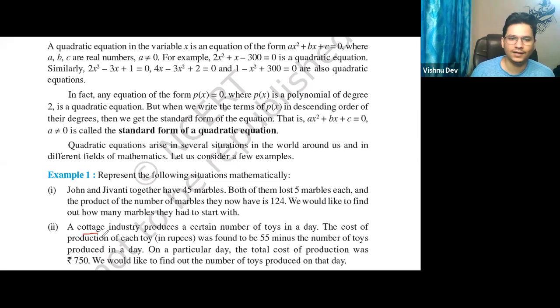A cottage industry produces a certain number of toys in a day, right? Certain number, I don't know what number. The cost of production of each toy was found to be 55 minus the number of toys produced in a day. So number of toys is equal to what? X मान लें, right? The cost of production of each toy, x minus 55. Now, if you have 10 chocolates and the cost of one chocolate is 20 rupees, what's the total cost?